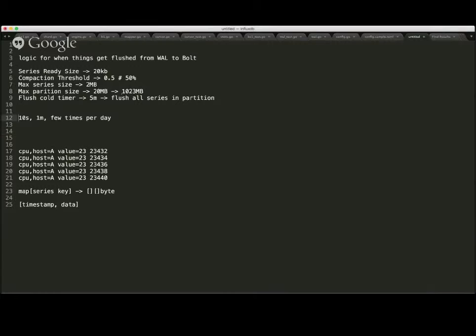But basically, if you have a bunch of series, some that are regular, some that are irregular, and they have different sampling intervals, what you'll see when a compaction runs is we'll flush, say, 10,000 series, then another, say, 2,000 series in the partition get compacted into a new segment file in the WAL. So basically they get kept in the WAL until they hit this series ready size threshold, or they hit the flush cold timer.